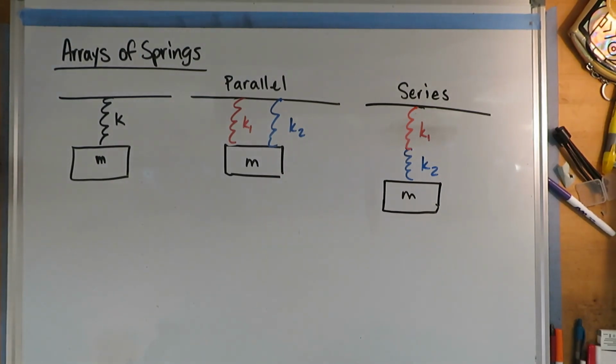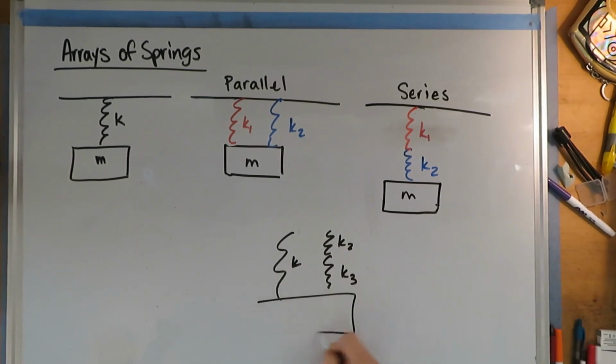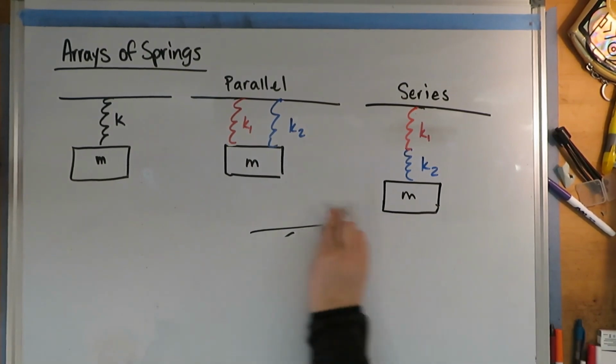You can also do more complex arrangements, like having one spring here and then another spring here connected to another spring, and you can have even more complex arrangements. You're not generally going to see this in AP Physics 1. We don't even really see this much in Physics C, but it is possible.